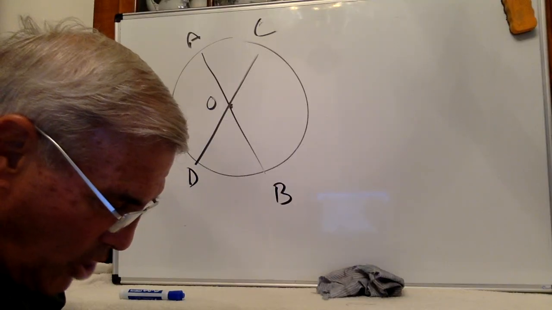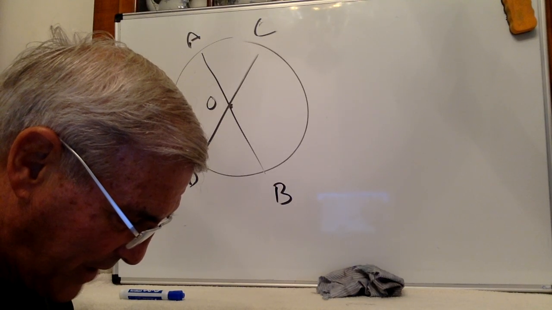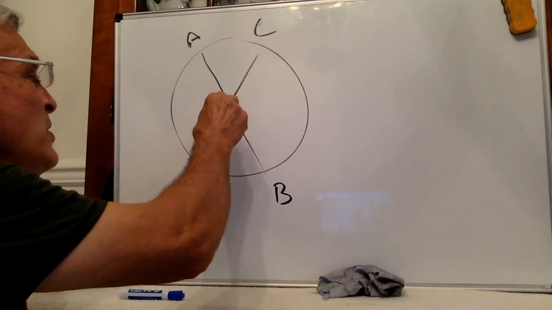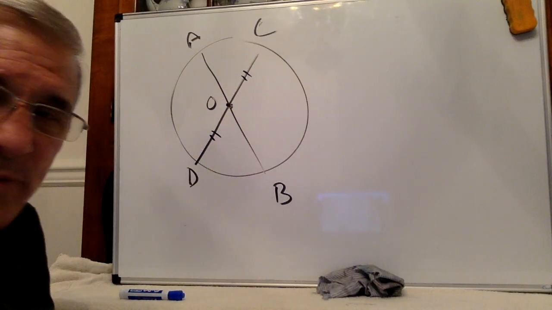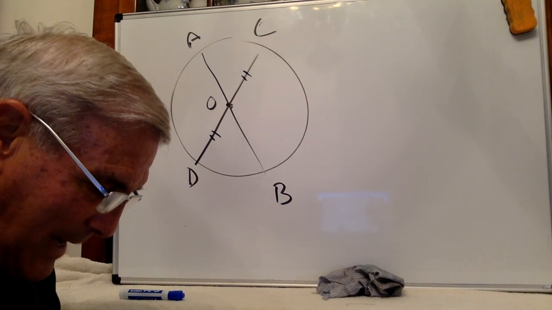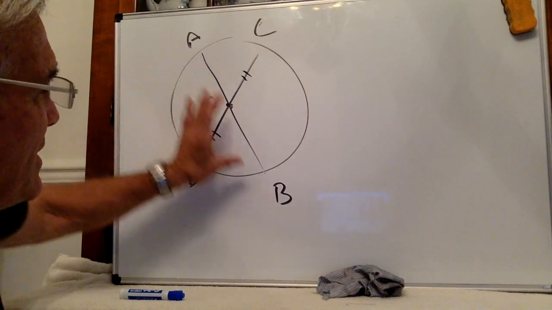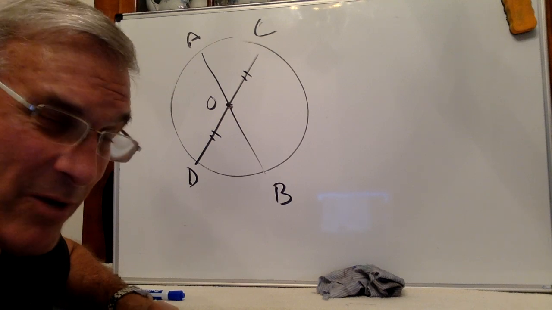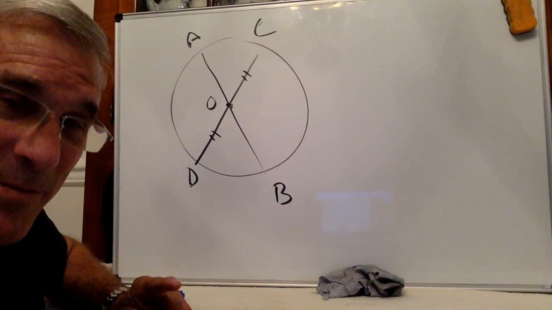Alrighty, they told you that O is the midpoint of CD, and they said name the congruent segments. Well, if O is the midpoint of CD, that makes this piece congruent to that piece. I hope that nobody said AO is congruent to OB, because we don't necessarily know that's true. It didn't say O was also the midpoint of AB.